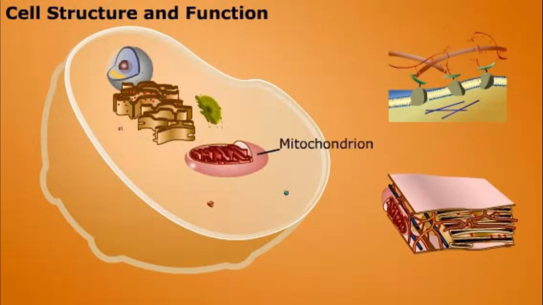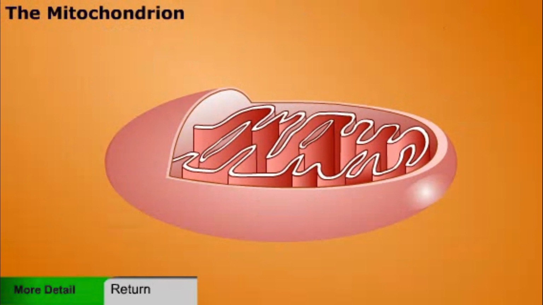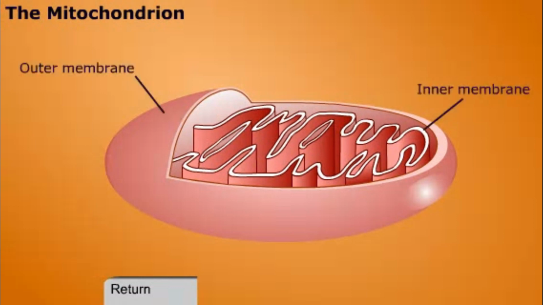The Golgi apparatus is a membranous organelle that plays a critical role in modifying, packaging, and routing proteins produced in the endoplasmic reticulum. Mitochondria are the cell's main energy factories. They convert the chemical energy in food to a more usable form, adenosine triphosphate, or ATP. Click More Detail to review the structure of the mitochondrion.